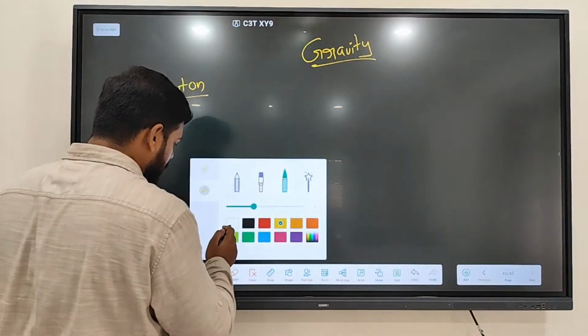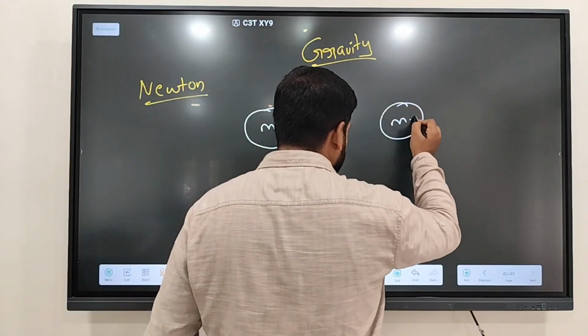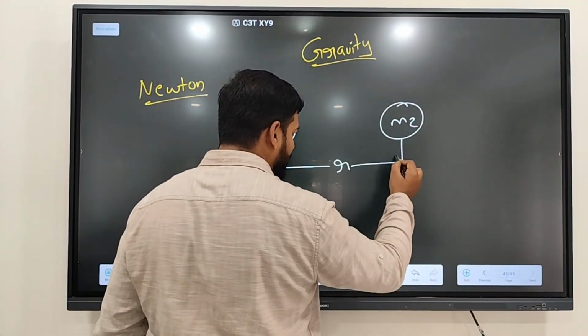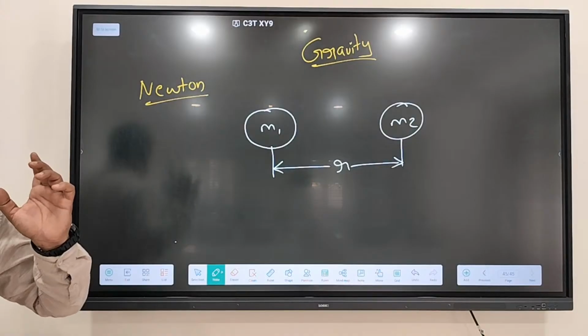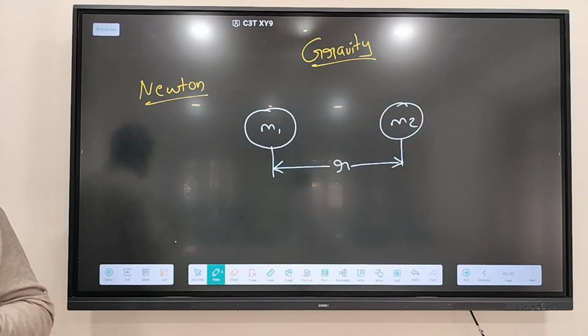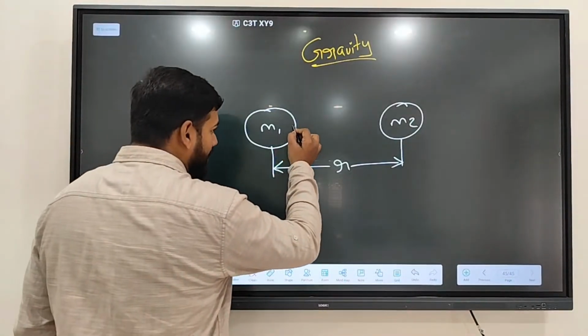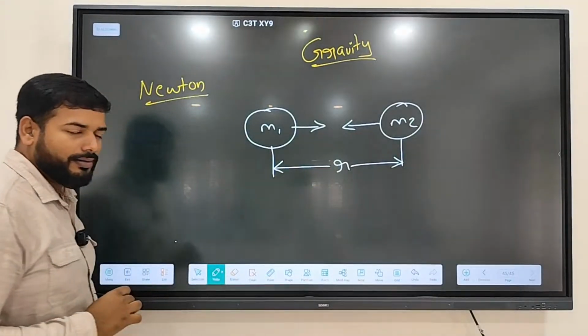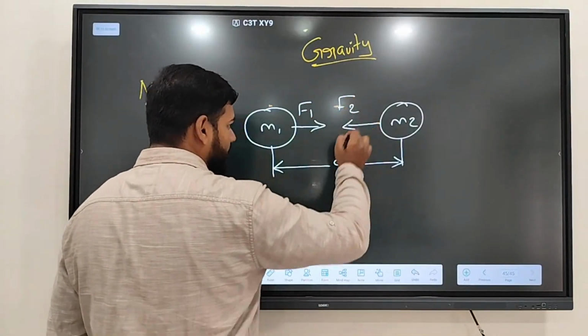He says, see, an object of mass m1 and an object of mass m2 at a distance of r. Listen. Newton's gravitation, the definition says, each and every object in the universe has the ability, the force, to attract other objects towards it. The force of attraction is called gravitational force. Now, m1 will be attracting m2, and m2 will be attracting m1. Both will have gravitational pull. This force F1, this force F2.